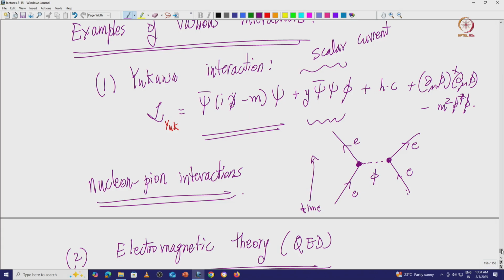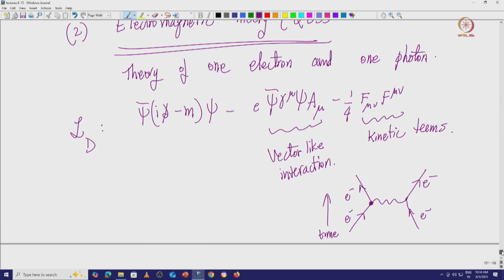And I just showed you a graphical interpretation. Suppose you have an electron, where psi is the wave function of the electron, it comes in and it goes out, and this phi is nothing but your mediator between these two electrons essentially. So this kind of interaction, in which a scalar like particle is being exchanged between the electrons, is called a Yukawa interaction. A similar thing can happen if you have electromagnetic interactions. So here we have written the Lagrangian of QED, quantum electrodynamics. This is a Lagrangian which will keep coming in essentially.